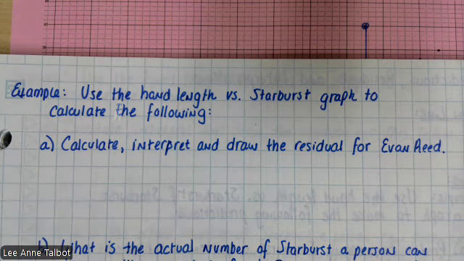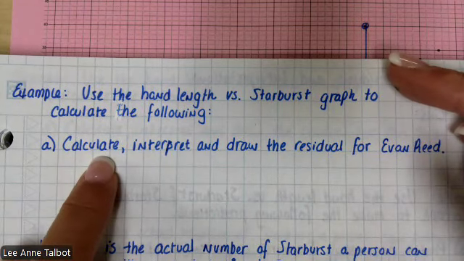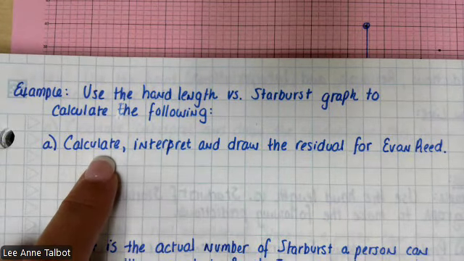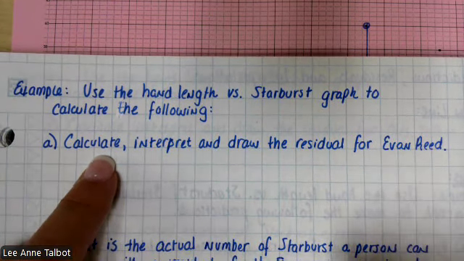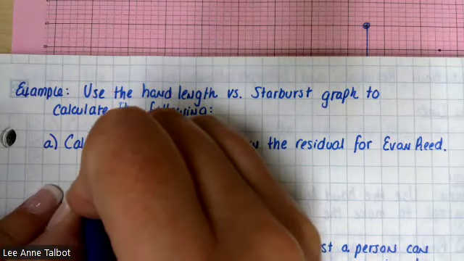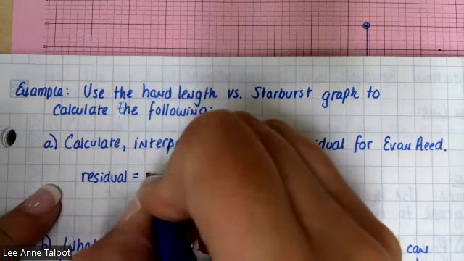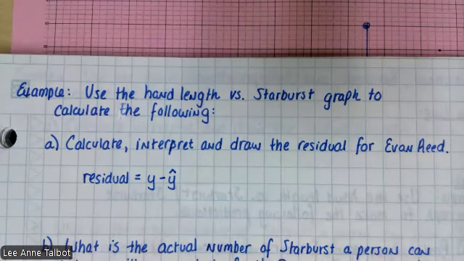So we already drew it. Drawing is done. Calculate. We're going to calculate it on here. We're actually going to write the interpretation sentence on the pink page though, because I want you to be able to use this paper as a reference. So we're going to calculate it here. So as a reminder, the formula is residual equals actual minus predicted.